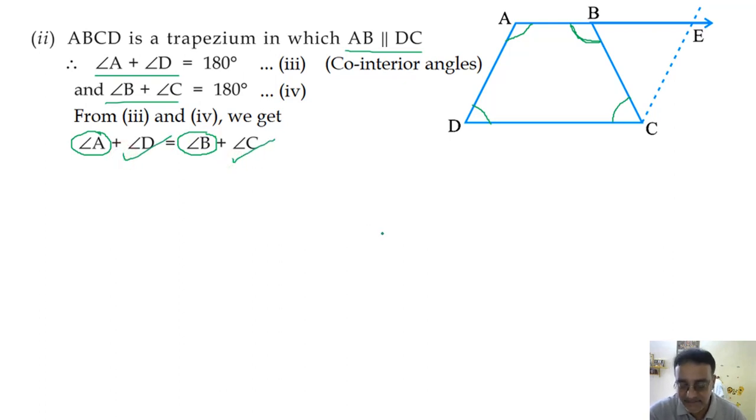This is clear to all of you? Yes, sir. So we'll write but angle A is equal to angle B. So this will imply angle D is equal to angle C. So this is the second bit. I hope this is clear. Yes, sir. Okay. Now third bit.